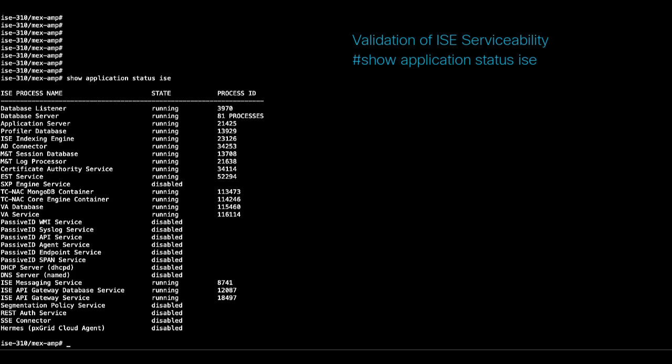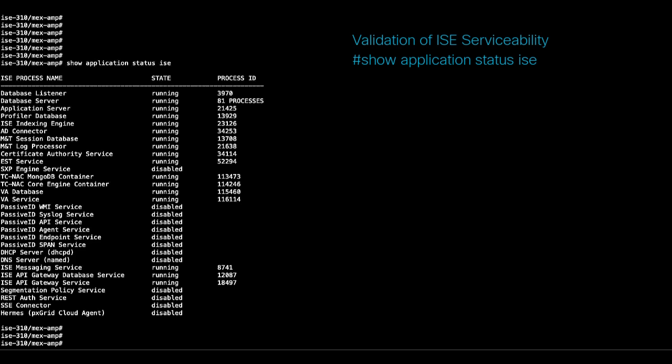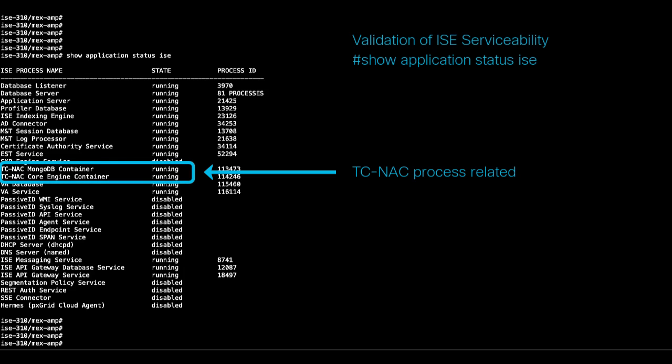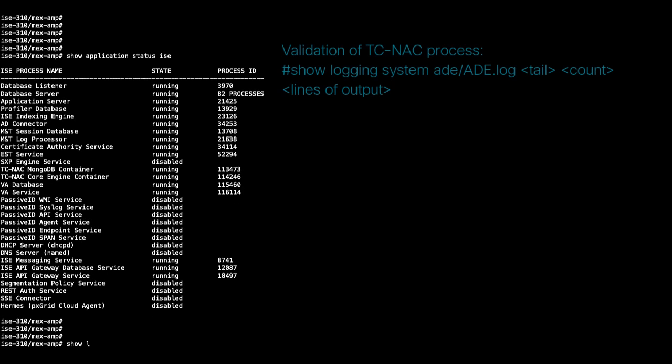Next, you need to go to the CLI of the node from where the feature was enabled and verify if the serviceability concerning TCNAC is enabled. In the CLI, if you issue the command show application status ISE, you need to confirm if the services are in a running status to start the configuration of the adapter. In addition to this command, you can verify further status if you run these commands.